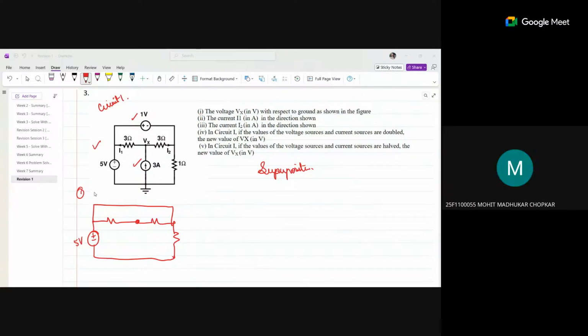Yeah, here you can use KCL, right? Yeah, mesh, nodal analysis also you can perform. The thing is, any circuit you can use any method. The same circuit you can use mesh analysis, nodal analysis, superposition principle, any other method also.